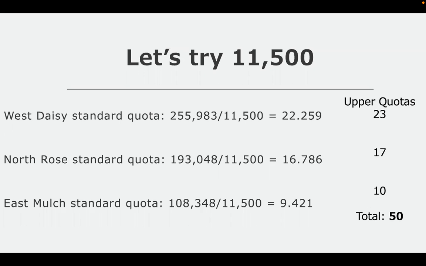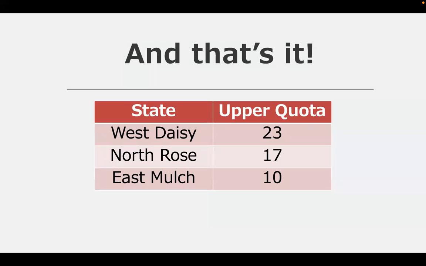Whoop, whoop. Now you can see this process can be tedious, depending on how good of a guesser you are when you're increasing your standard divisor to get your modified divisor. So our quotas here using Adams' method would be 23 for West Daisy, 17 for North Rose, and 10 for East Mulch. If I had still been either above or below 50, I would have had to just continue modifying my divisor until I got the correct total of upper quotas.